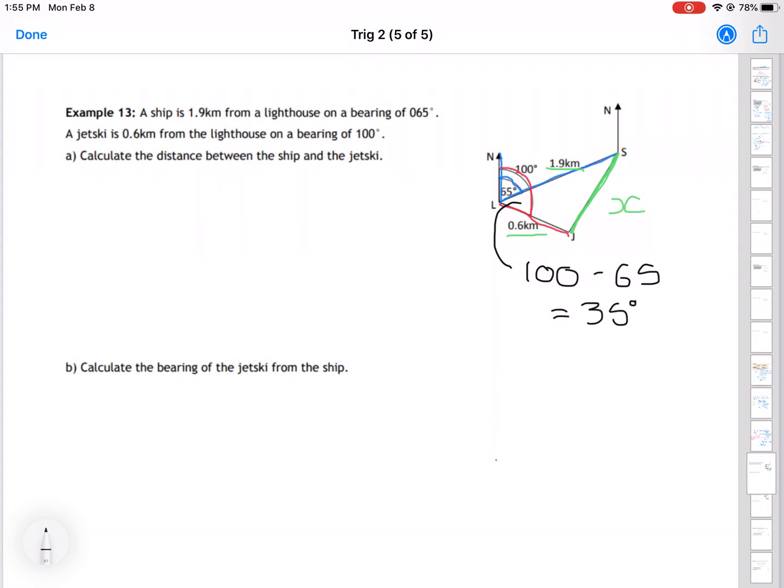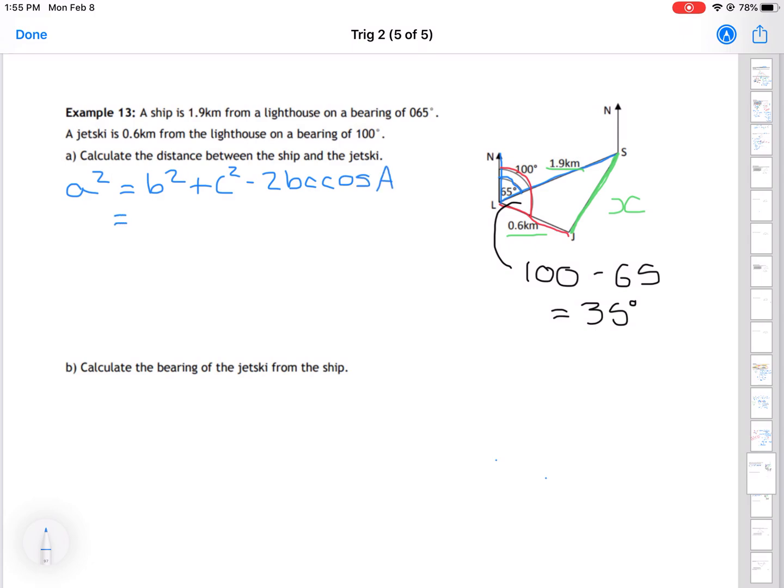Okay, now the reason this is in this diagram here is so that you can find out that angle, and you can use the angle and the two sides that you're given to find out the missing side. So when we have this diagram, two sides with the enclosed angle, and we want to find another side, we can use the cosine rule. So a squared equals b squared plus c squared minus 2bc cos A.